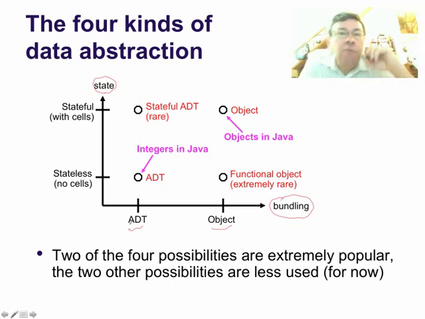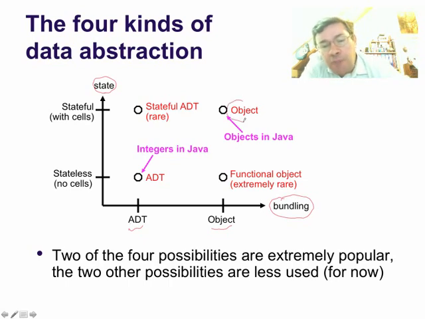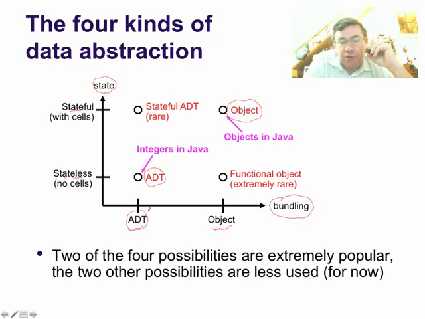In most modern programming languages, only 2 of these 4 possibilities are used in general. There are the objects, which contain state and which are bundled, and then there's the abstract data type, which has no state, they're constants, and they're not bundled. But there are 2 other possibilities, which are the stateful abstract data type containing cells and the functional object. Stateful abstract data types are fairly rare, but they're still used. Functional objects are in fact extremely rare.